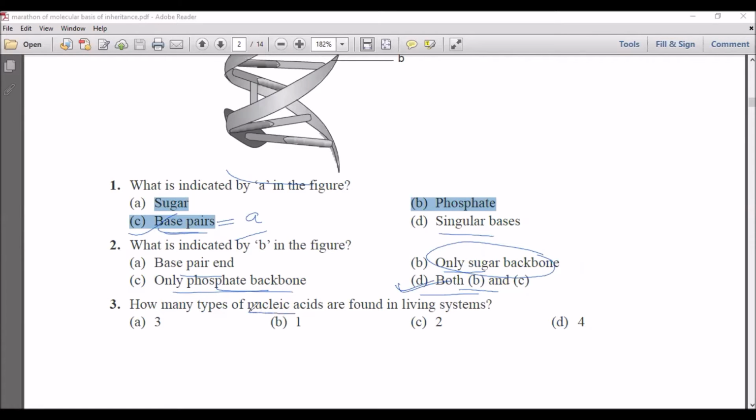How many types of nucleic acid are found in the living system? Option A is 3, B is 1, C is 2, and D is 4. We know that there are two types of nucleic acid found in the living system. One is DNA, that is deoxyribonucleic acid, and the second is RNA. So these are the two types of nucleic acid found in the living system.